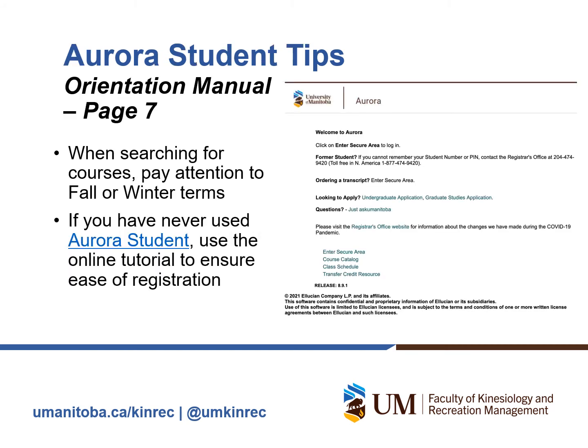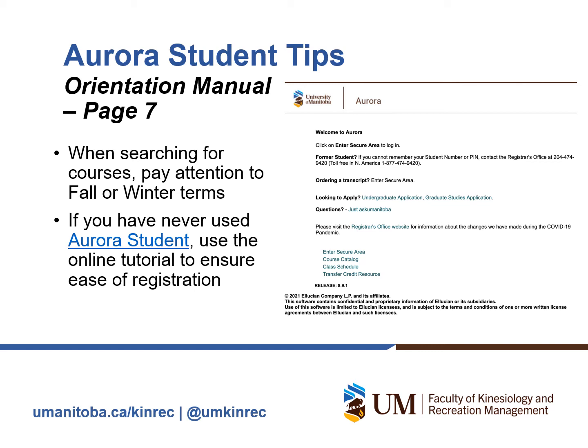We have talked a lot about Aurora Student. If you have not used Aurora Student before, be sure to complete the online tutorial to help you when it comes time to register. When you log into Aurora Student, you can click on Class Schedule. The class schedule is a term-by-term listing of all the courses and their time slots of what is being offered in that particular term. For your case, you will want to look at both the Fall 2021 and Winter 2022 terms offerings in class schedule.